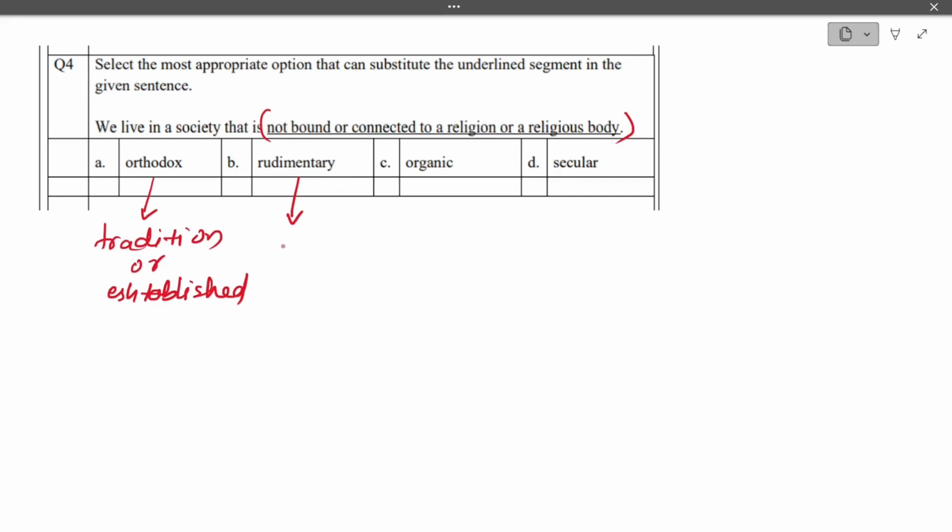So rudimentary means what? Rudimentary means basic. We can say basic or primitive. But again, this is not about basic or primitive also. Let's see the next one. Organic. Organic typically refers to natural growth or composition, right? We know that. So this is also not something exactly similar to this.